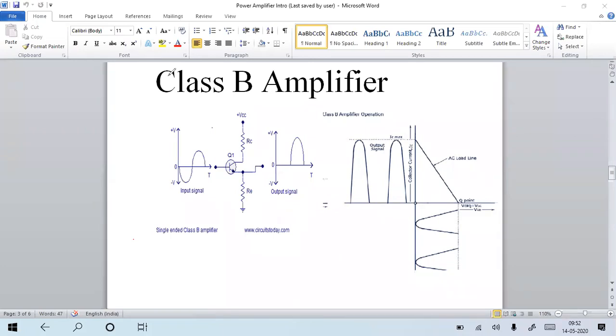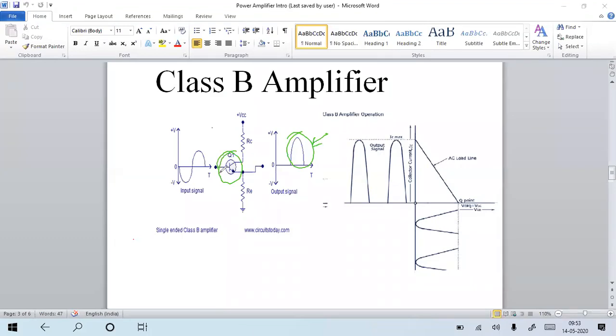How are we getting this output? Only half of the input is retained with the amplified version. That means only this portion is retained with the amplified version, but the remaining half of the portion is completely clipped off. This is because of the operating voltage and current of the transistor. At what point is the BJT operated? Based on the operating point only, you are going to get only half of the input portion, and the remaining half of the portion will be clipped off.